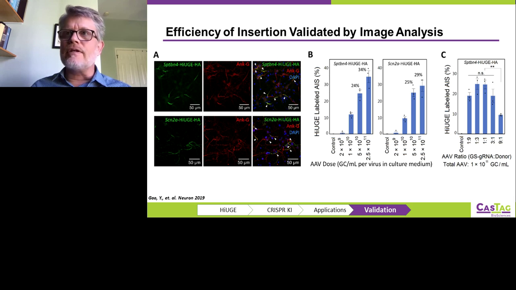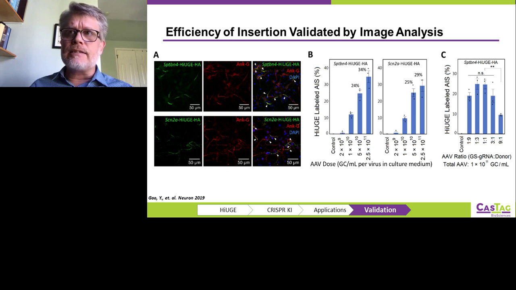We've also looked at the efficiency of insertion by image analysis. In this case, we've targeted two different genes, beta-4 spectrin, as well as this voltage-dependent sodium channel. And here we've looked at different viral titers of the targeting and the guide RNA and the donor vector, and how they affect the efficiency. You can see at the highest titer that we tested, this is 10 to the 11th, in the middle panels in B, we get 29 to 34%, so around 30% insertion efficiency.